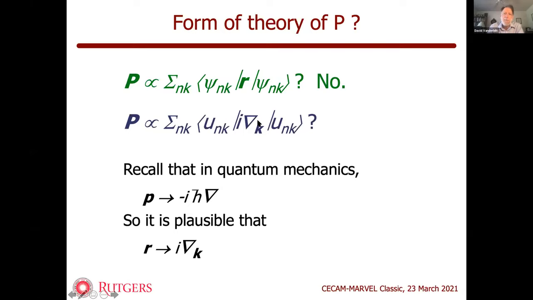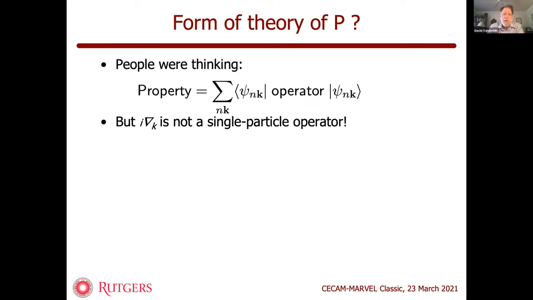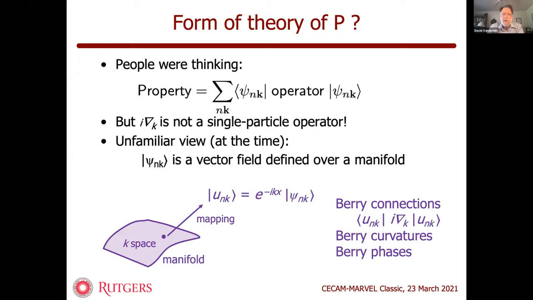And so this is sort of the direction that the theory eventually went. But it took us a long time to get there because we were so used to thinking of systems in which the properties of interest, charge densities, forces, energies, were always expectation values of operators. But this gradient with respect to wave vector, that's not a single particle operator. That's something else. That's something that involves a derivative with respect to wave vector K, which is sort of a parameter on the Hamiltonian of the state vectors.